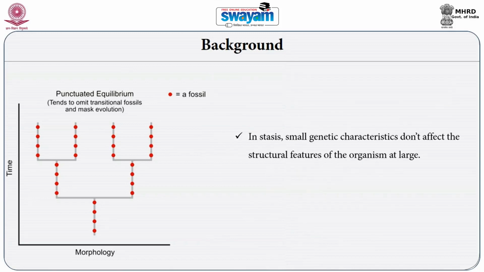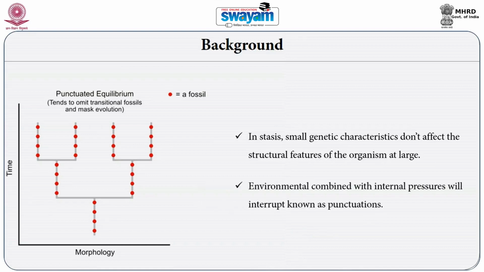Most of the dead animals and plants do achieve the status of a species. There might be small genetic characteristic features, but these won't come under structural changes at large. That means the genetic features which are going to transform have very little effect on them. But the factors which contribute to a sudden shift or change in these fossils are the environmental as well as internal pressures.